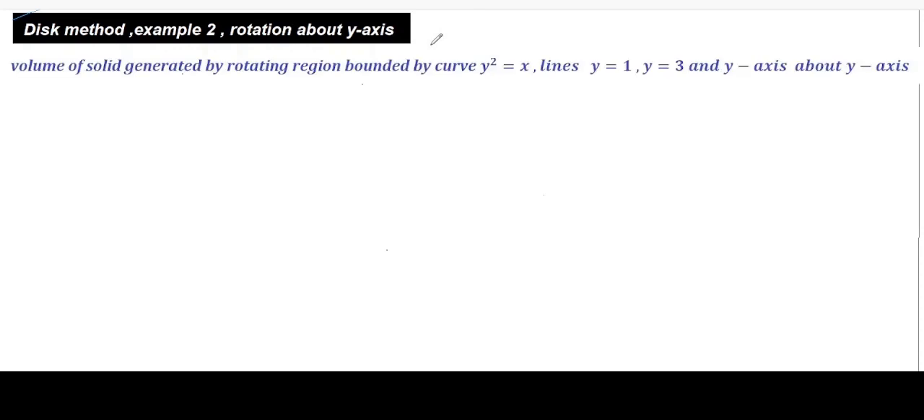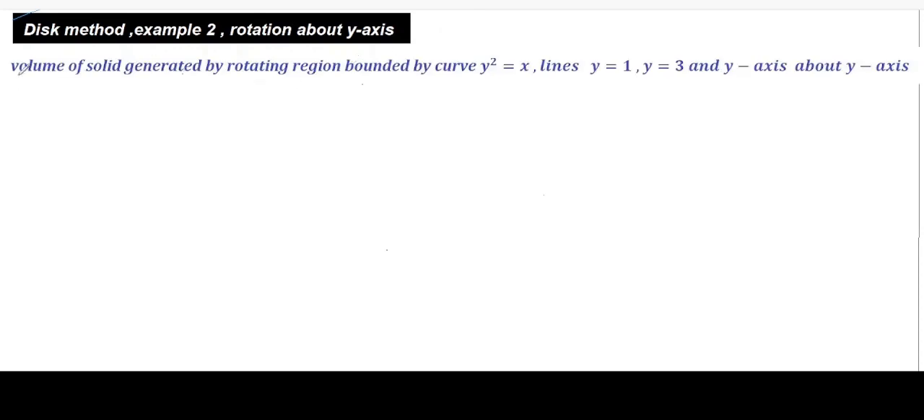So today we are going to do another example of how to find the volume of a solid by using the disk or washer method. But this time we are going to rotate the region about the y-axis. So let's start with an example, and here is the example.